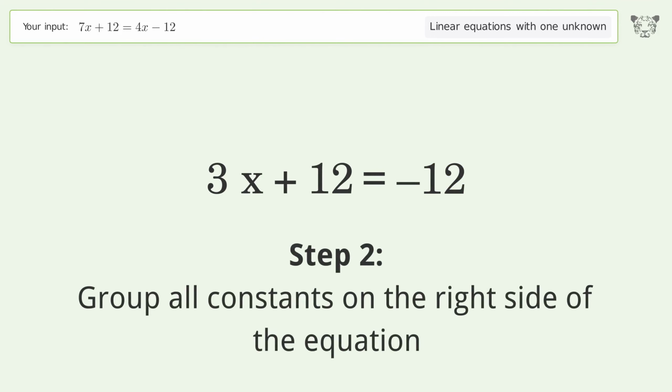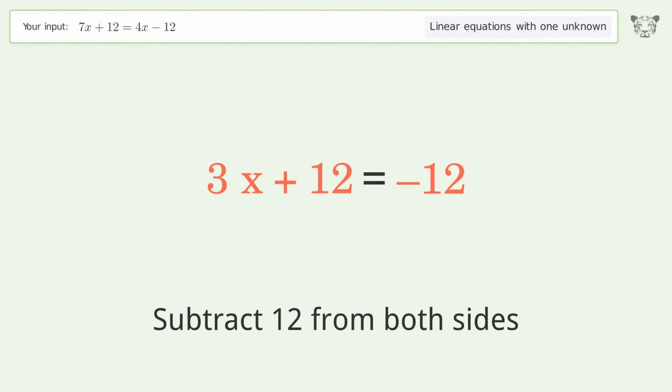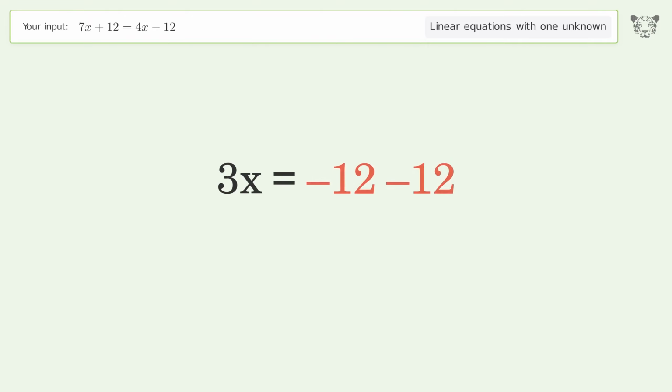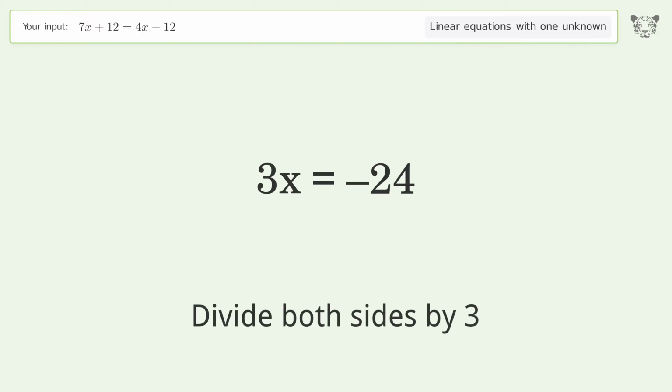Group all constants on the right side of the equation. Subtract 12 from both sides. Simplify the arithmetic. Isolate the x. Divide both sides by 3.